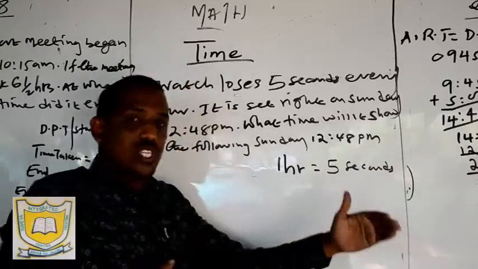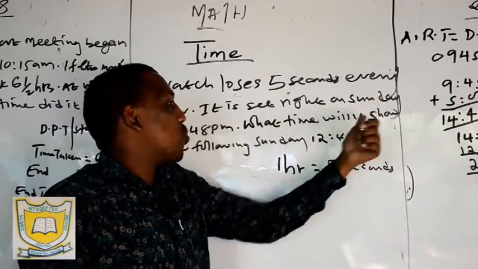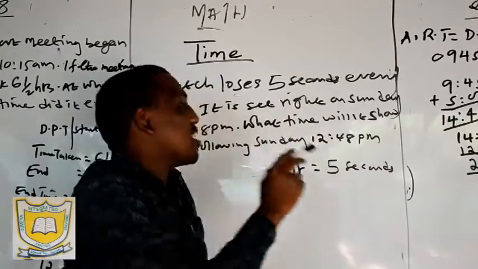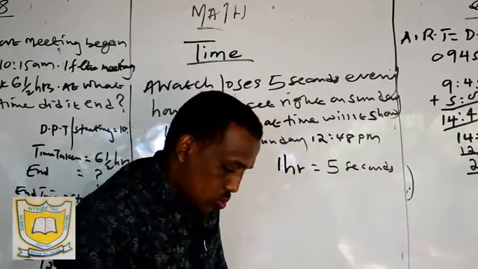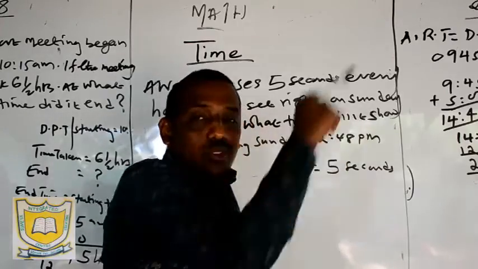Now, 1 hour, it loses 5 seconds. It was set right on Sunday, 12:48 p.m. What time will it show the following Sunday, 12:48 p.m.? What we do, we must get the number of hours that are there from Sunday to Sunday.